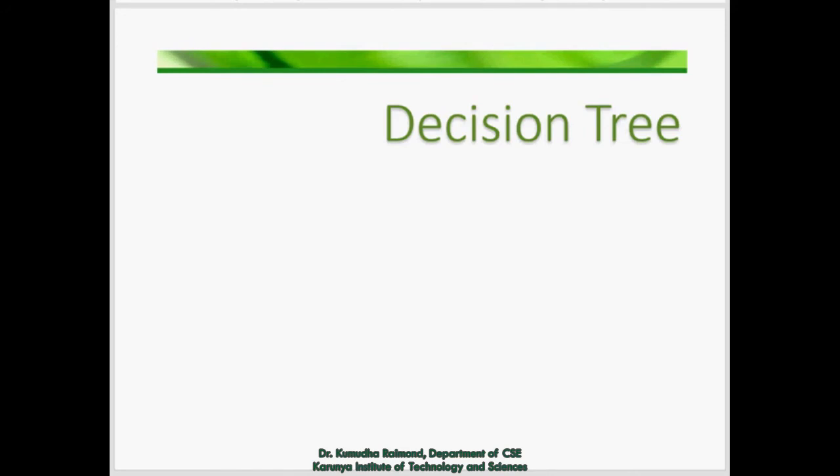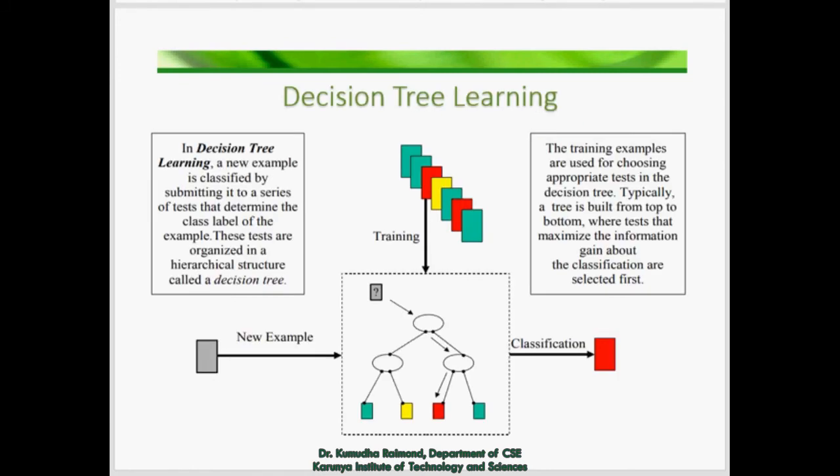Hello, in this video I'm going to show you how to construct a decision tree. Decision tree learning is one of the means by which we can extract the knowledge and represent it in the form of a tree for any given data set. From this decision tree, we can even generate the rules by traveling from the root node till the leaf node.